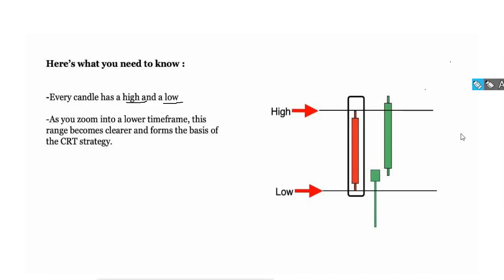What you need to know. So this is your CRT pattern. Every candlestick has a high and a low, irrespective of whether it's a bullish candlestick or a bearish candlestick. It has a high and a low, and that is what you need to know when you are coming into the market.